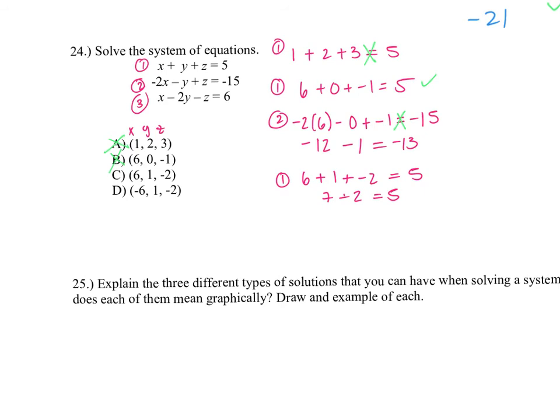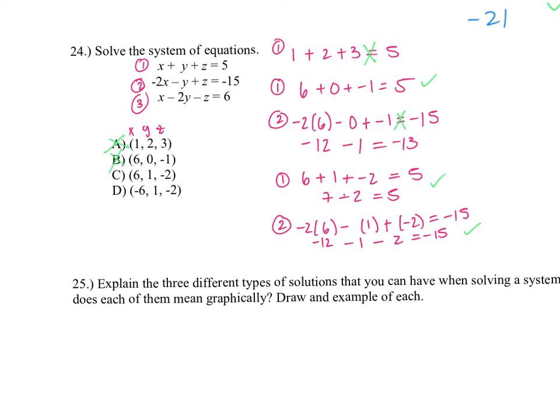Let's go ahead and check the second one here. So if I plug in 6 for x, that would be negative 2 times 6 minus my y, which is 1, plus my z, which is negative 2. And this needs to equal 15. And so negative 2 times 6 is negative 12, minus 1 is negative 13, minus 2 does give me negative 15. So this does end up giving me negative 15. So the second equation works. So this might be it.